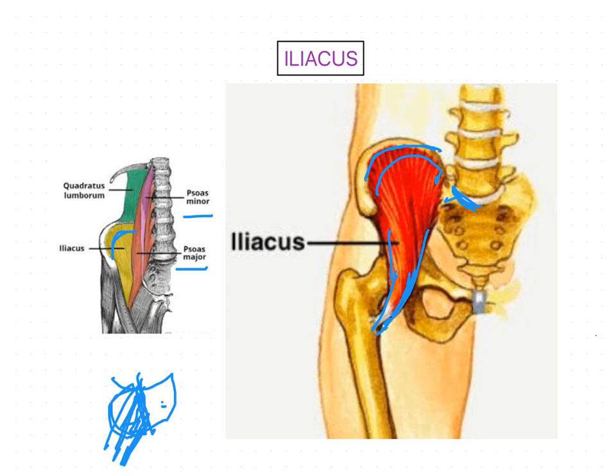up to 2.5 centimeters below the lesser trochanter. So this is the insertion of this iliacus.